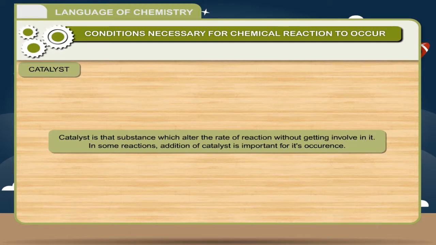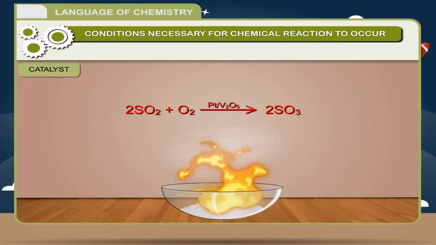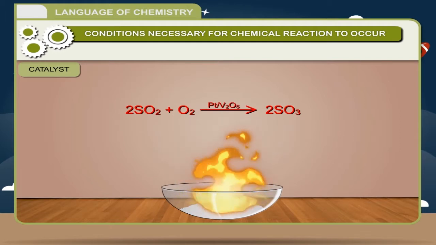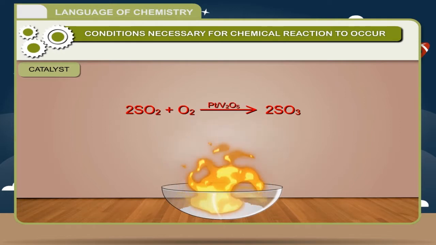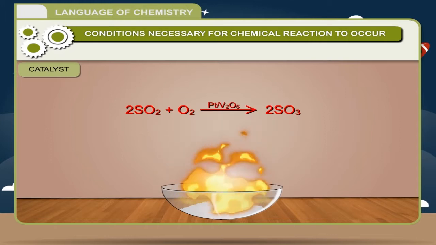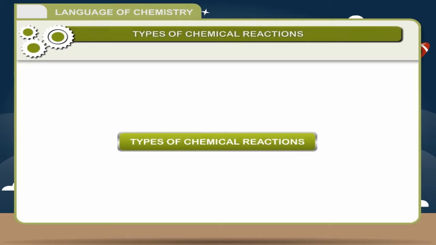Catalyst. Catalyst is that substance which alters the rate of reaction without getting involved in it. In some reactions, addition of catalyst is important for its occurrence. For example, addition of oxygen and sulfur dioxide in presence of platinum or vanadium pentoxide as catalyst gives sulfur trioxide. 2SO2 + O2, on platinum or vanadium pentoxide, gives 2SO3.